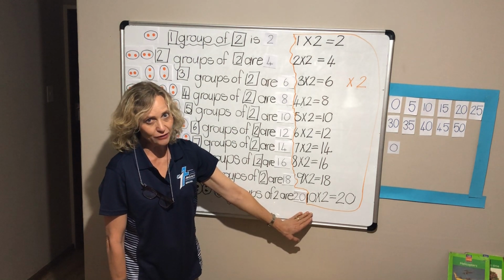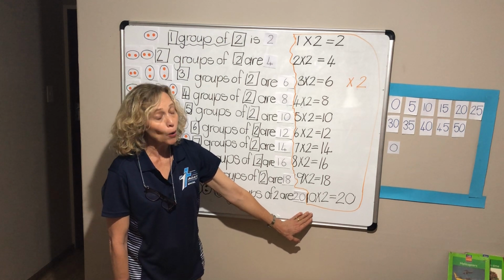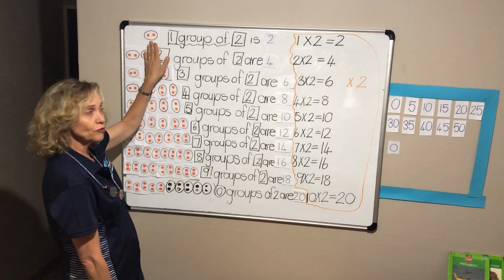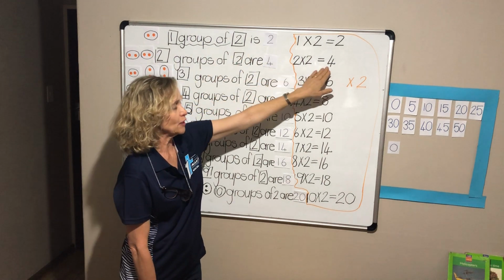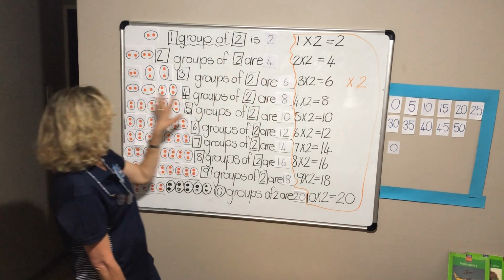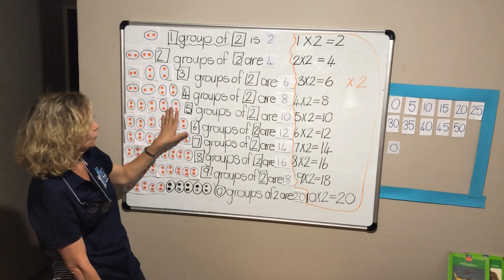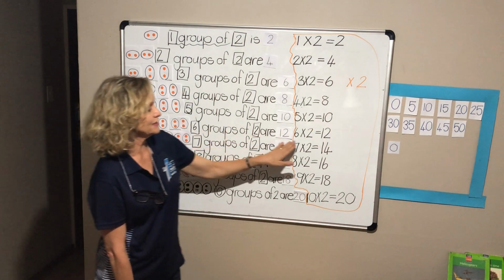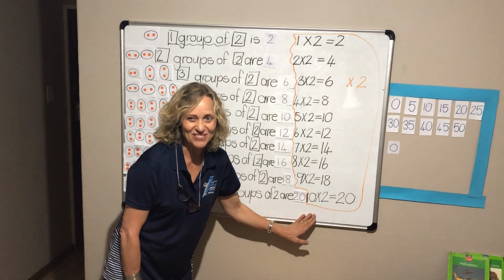For today, I want you to take a piece of paper and write out the whole 2 times table by drawing the groups. 1 group, 1 times 2. 2 groups, 2 times 2. 3 groups, 3 times 2. 4 groups, 4 times 2. 5 groups, 5 times 2. 6 groups, 6 times 2. Until you get to 10 times 2.